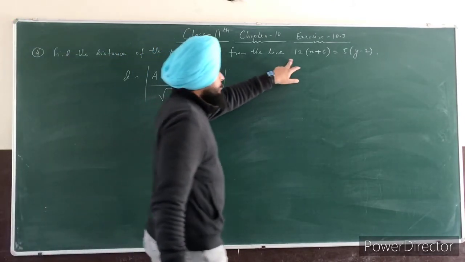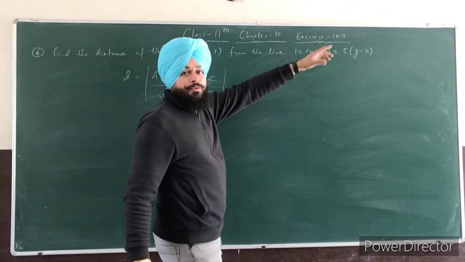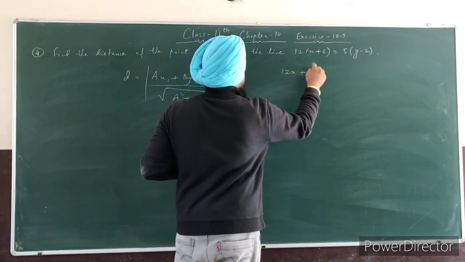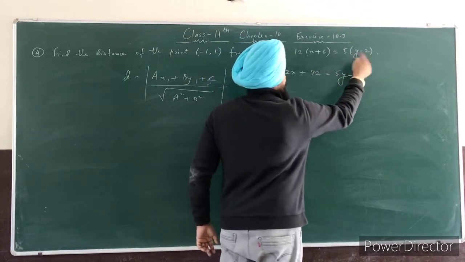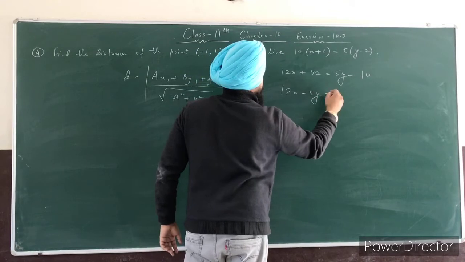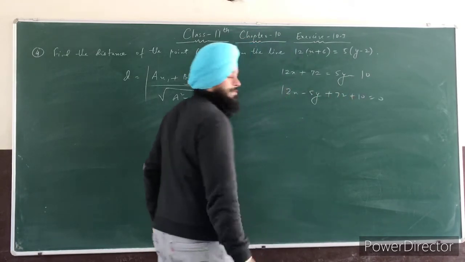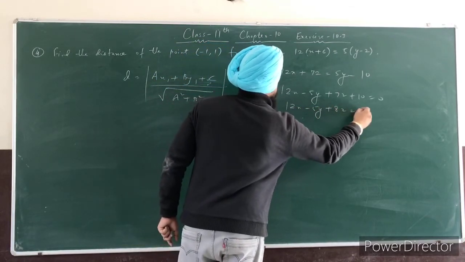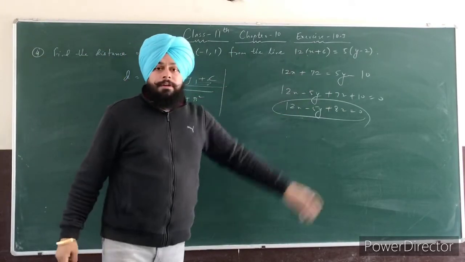The equation of the line is 12 multiplied by (x + 6) equals 5 multiplied by (y - 2). So first you have to solve this equation. It is 12x + 72, and 5 into y is 5y minus 5 into 2, which is 10. So 12x - 5y + 72 + 10 = 0, or 12x - 5y + 82 = 0. This is the equation of the given line.